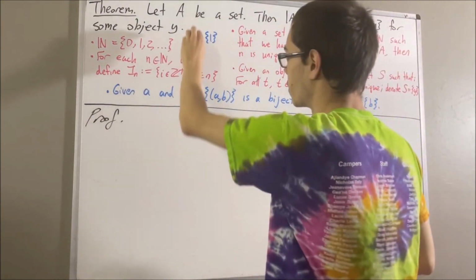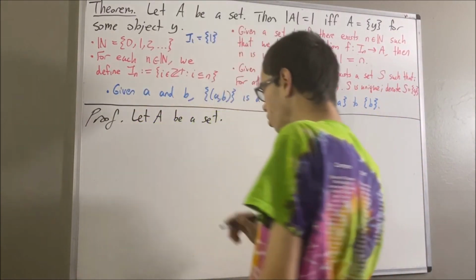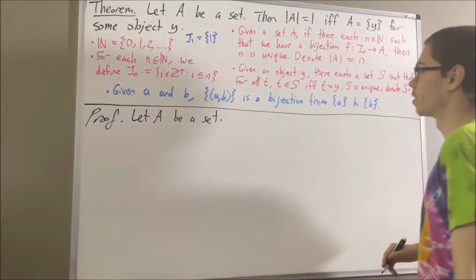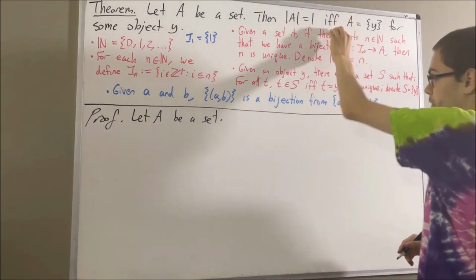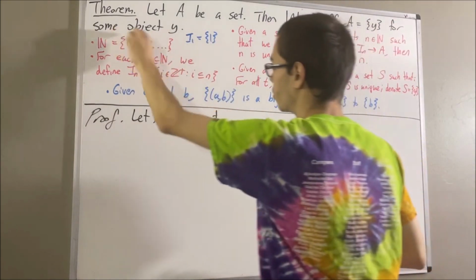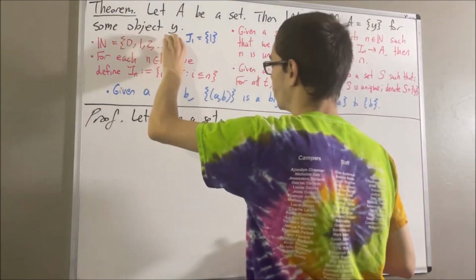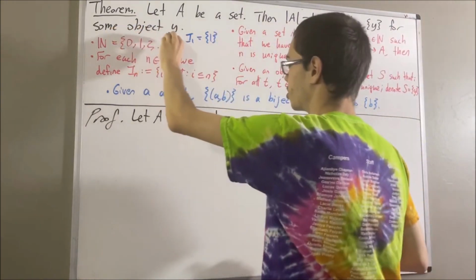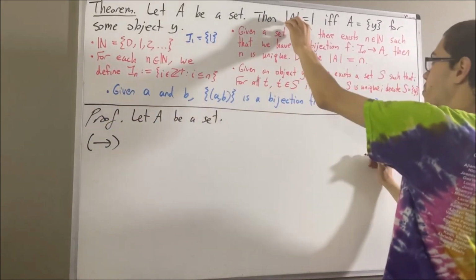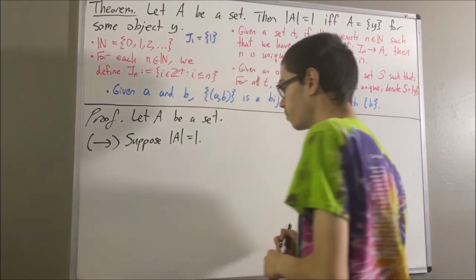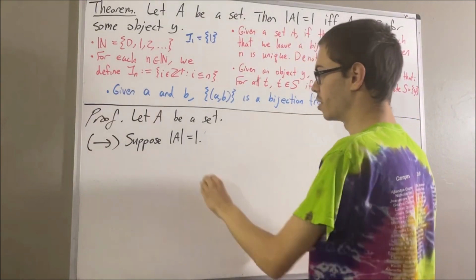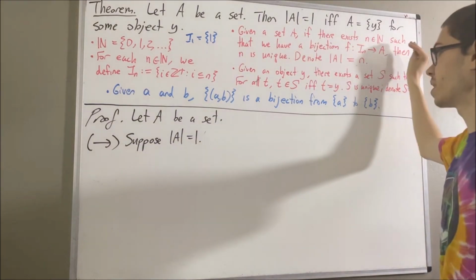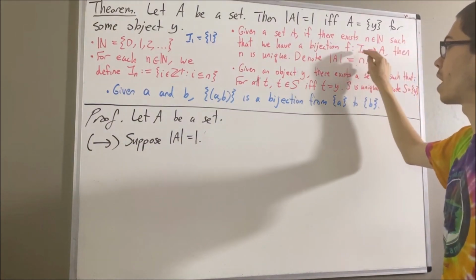To start, let's give ourselves a set A. And our whole goal is to prove that this is true if and only if this is true. And we're trying to prove a statement containing if and only if, so we're going to prove if this is true, then this is true, and we're going to prove if this is true, then this is true. Let's start by proving if this is true, then this is true. To do so, suppose this is true. So really, we're supposing that the number of elements in A is equal to 1. And based on what we have here, what that means is that we have a bijection f from I_1 to A.